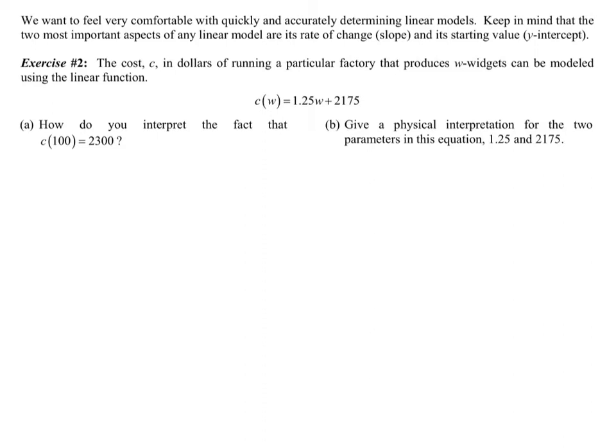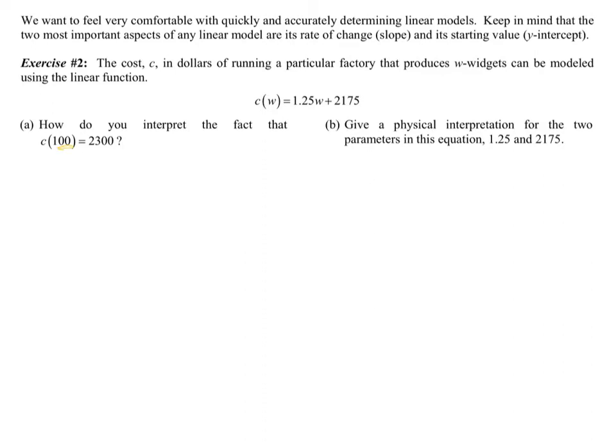Exercise 2. The cost C in dollars of running a particular factory that produces W widgets can be modeled using the linear function C of W equals 1.25 times W plus 2,175. So how do you interpret the fact that C of 100 equals 2,300? Well, remember that this 100 is in place of W.